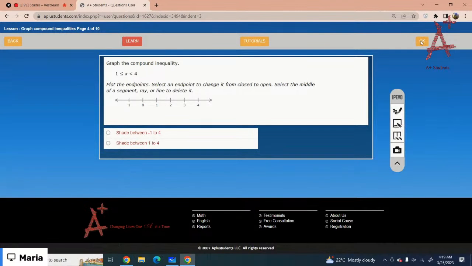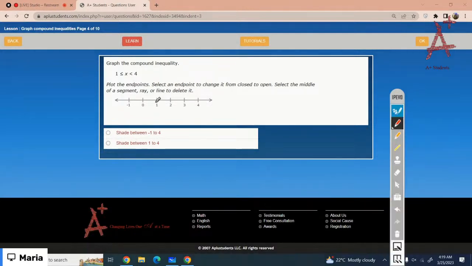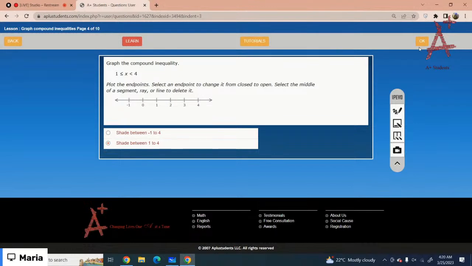Okay, the next one is graph the compound inequality 1 is less than or equal to x is less than 4. So that means the x values are between 1 to 4. It would be shade between 1 to 4. The graphs look like this. Option number 2 is the correct option, shade between 1 to 4.